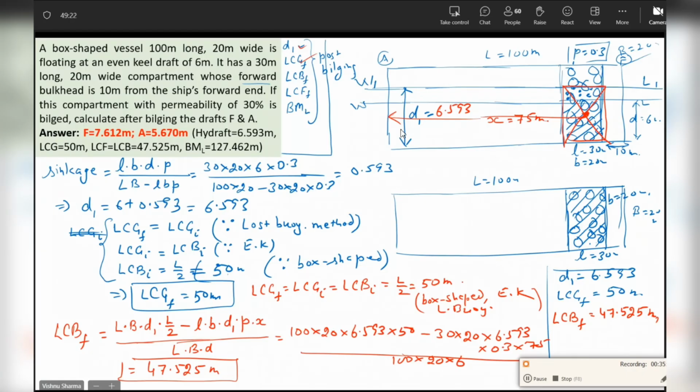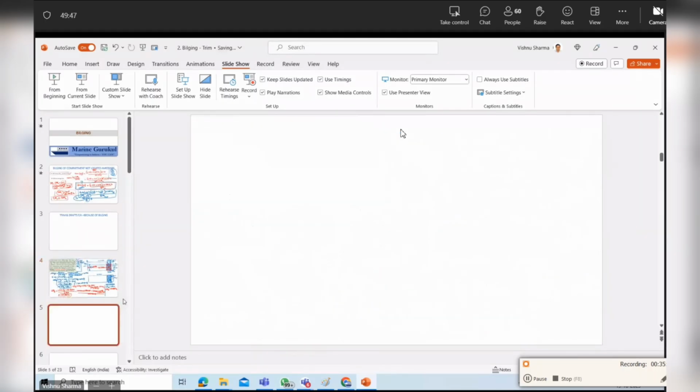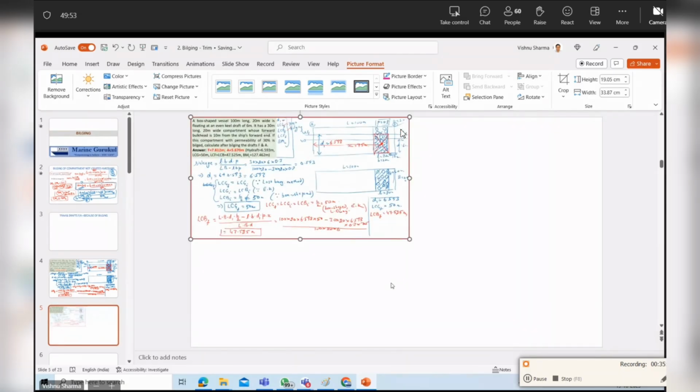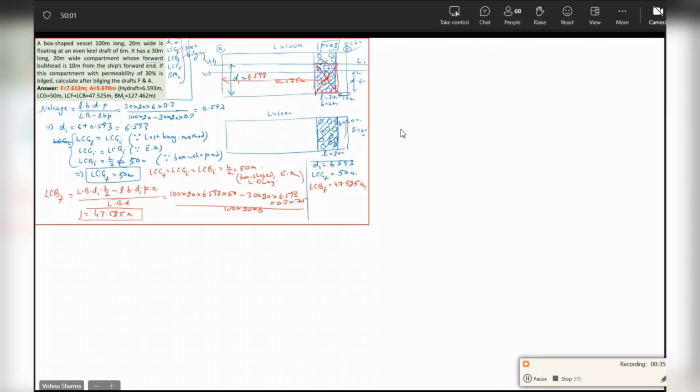Now, out of 5, 3 things are obtained: D1, LCG, and LCB, all in the final condition. All happy up to this point, guys? Okay, let me go to the next sheet then. Here is the working so that you can correlate to the working on the screen itself rather than going left, right. Okay. Now next is LCF.